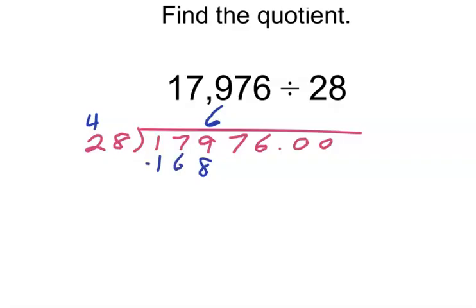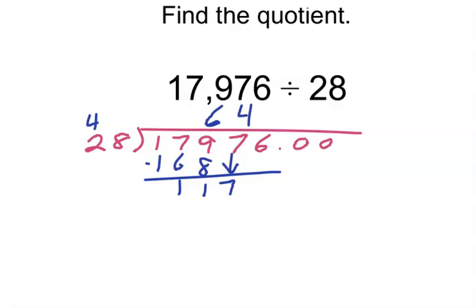All right, subtract those. 9 minus 8 is 1. 7 minus 6 is 1. Let's bring down the 7. Does 28 go into 117? Probably about 4 times, right? Because 25 goes into 100 4 times. This is a little over that, so let's try that.